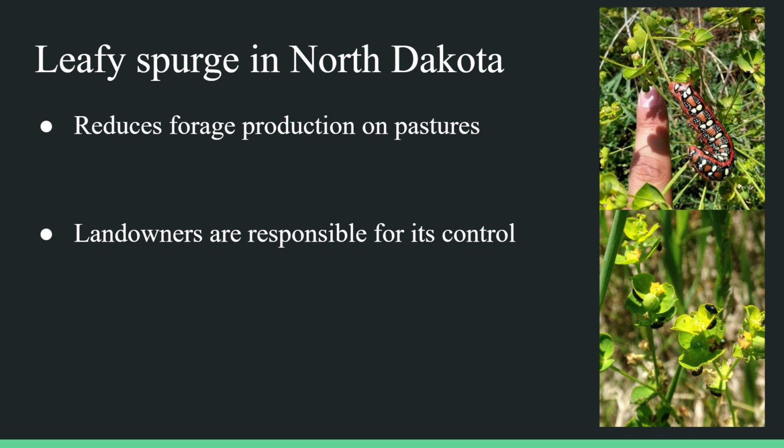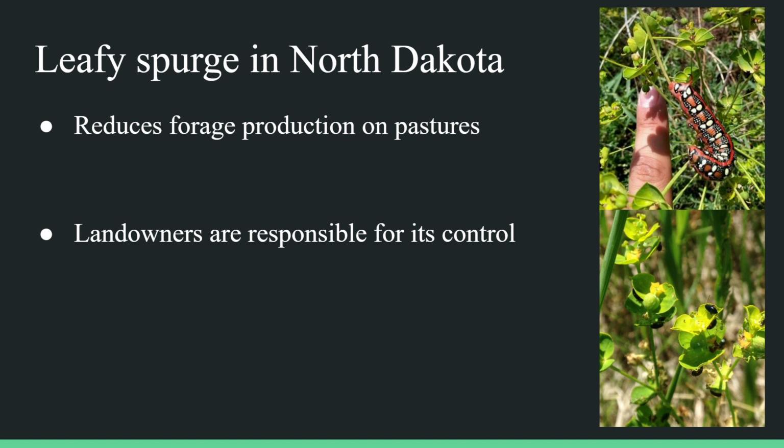Next, I just wanted to cover one of the most invasive species in North Dakota's prairie communities. That species is leafy spurge, and it reduces the forage production on pastures because most livestock will not eat it. Since landowners are responsible for controlling the population of leafy spurge on their land, they often use multiple chemical applications to try and counter it. However, leafy spurge can start to build a resistance to chemicals, and this is why biological control can be beneficial.